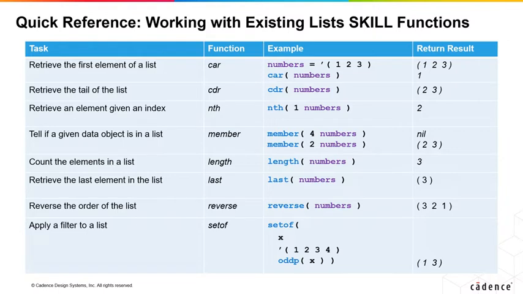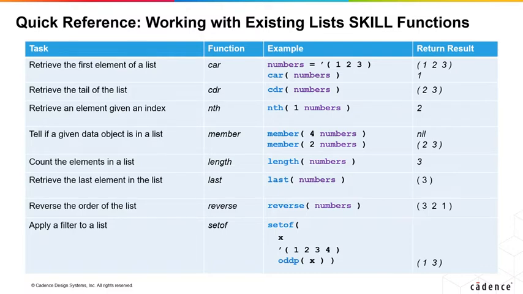Finally, we'll look at how to apply a filter to a list. This is a very powerful function. In essence, it's a loop in the sense that it goes through every item in the list and applies a test to it. So the function is called setOf, and in the example here you can see in setOf we have 3 main inputs to it. The first is a variable, which you can consider a local variable. What it will do then is look at the following argument, which is the list, and assign the value x the first time through the value, for example here, 1.